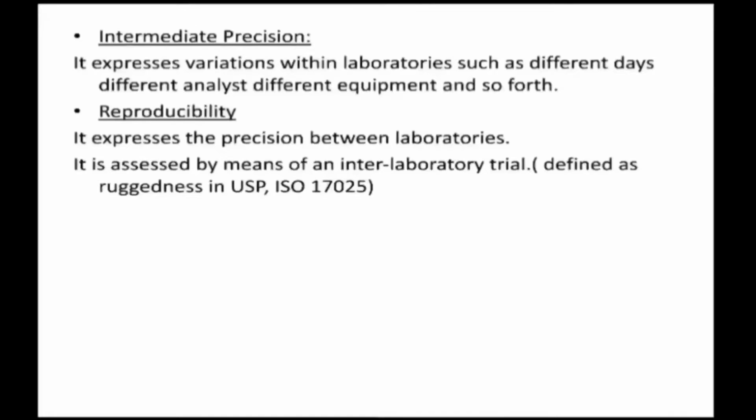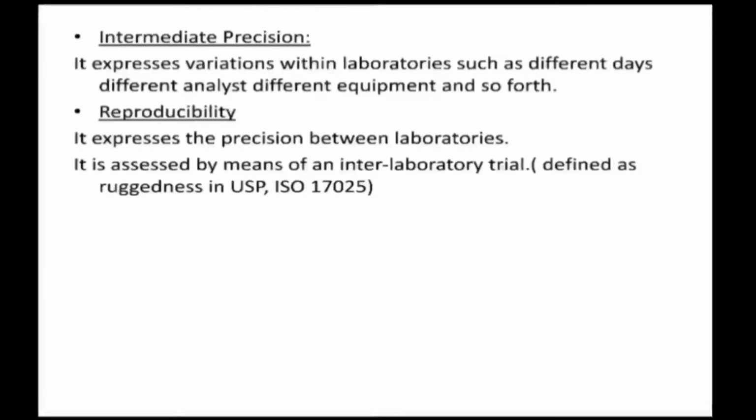Intermediate precision. It expresses variation within laboratories such as different days, different analysts, different equipment, and so forth. Reproducibility. It expresses the precision between laboratories. It is assessed by means of interlaboratory trial defined as ruggedness in USP, ISO 17025.